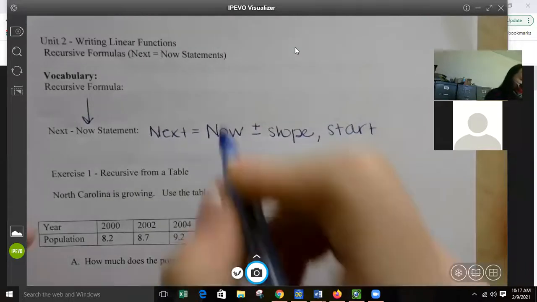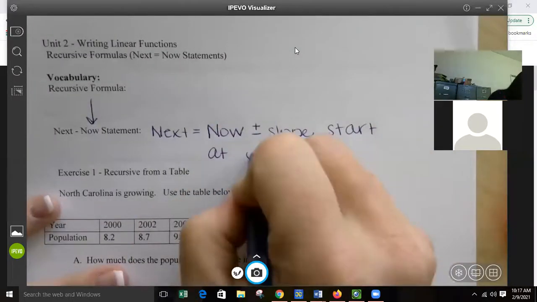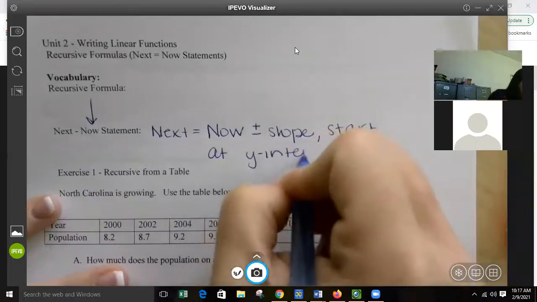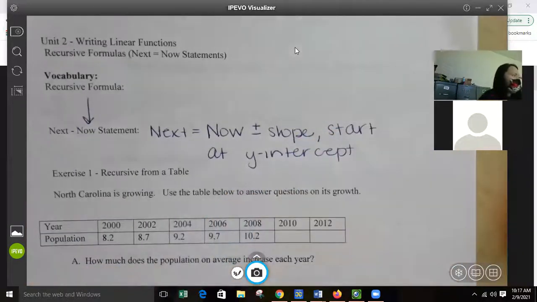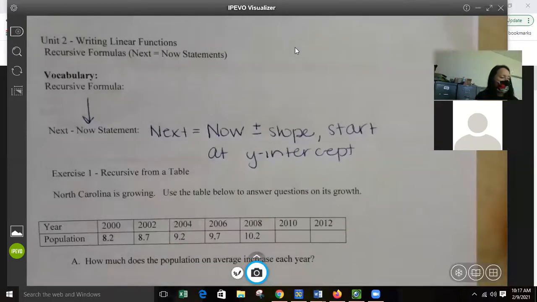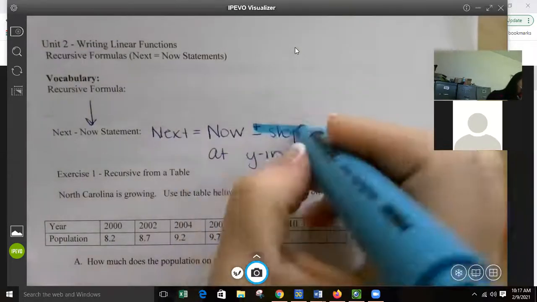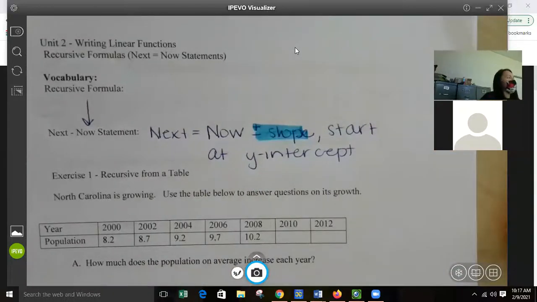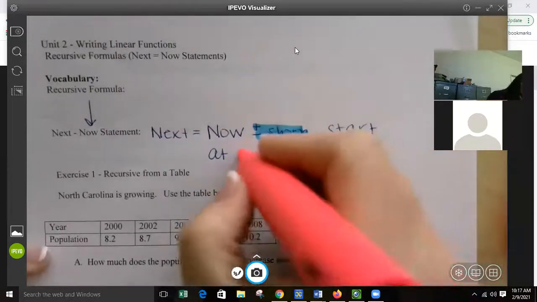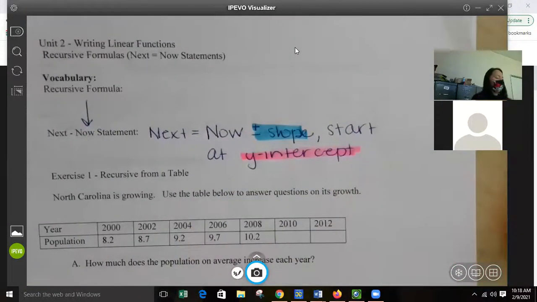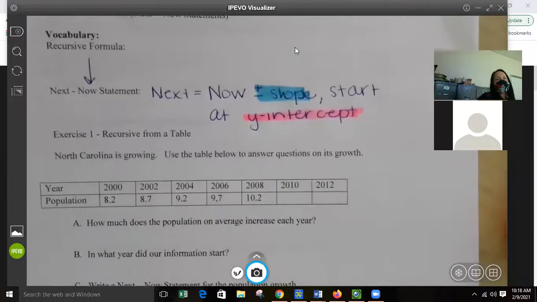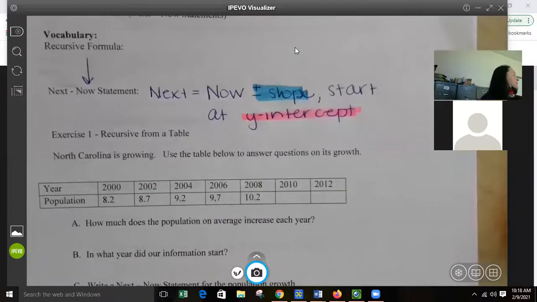And then you're going to write the words start at and whatever your y-intercept is. So if it's a positive slope, you'll do plus your slope. If it's a negative slope, it'll be minus your slope. And those are the two things that you're going to change. Those are changing into numbers. They're really, really simple. So again, if you see the words recursive formula, that just means next now.